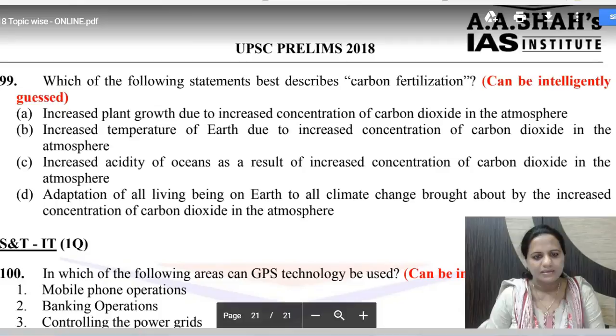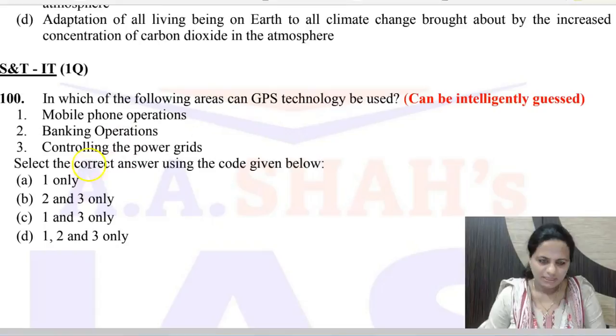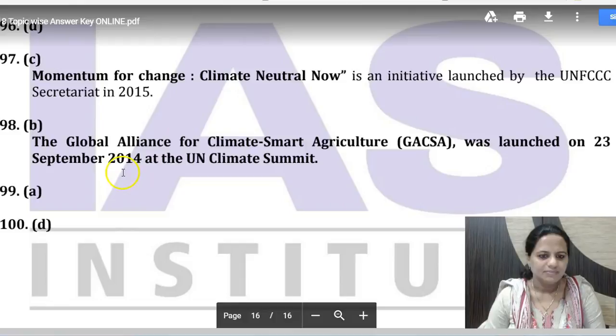And the last question is, in which of the following areas can GPS technology be used? Mobile phone operations, of course it is used. Banking operations, yes. Controlling the power grids too. So here the correct answer is D.